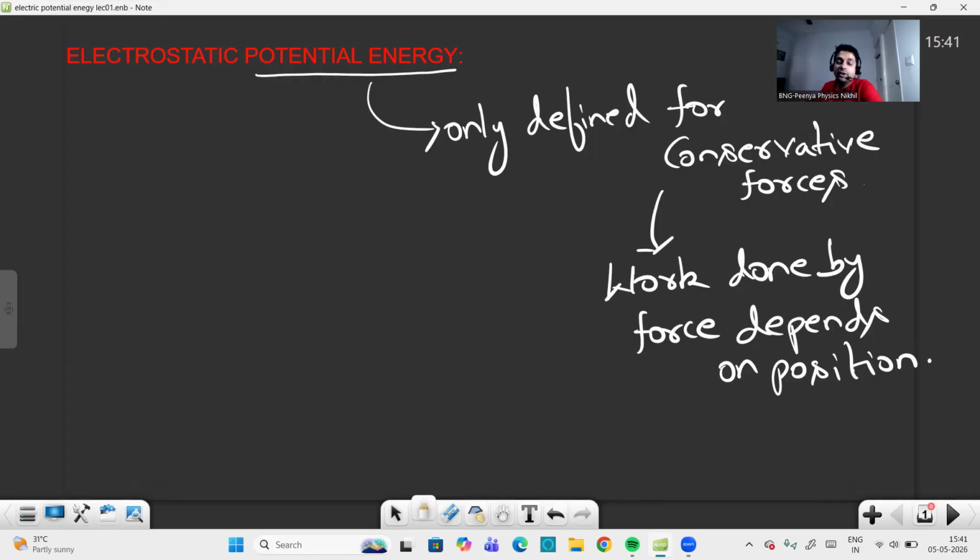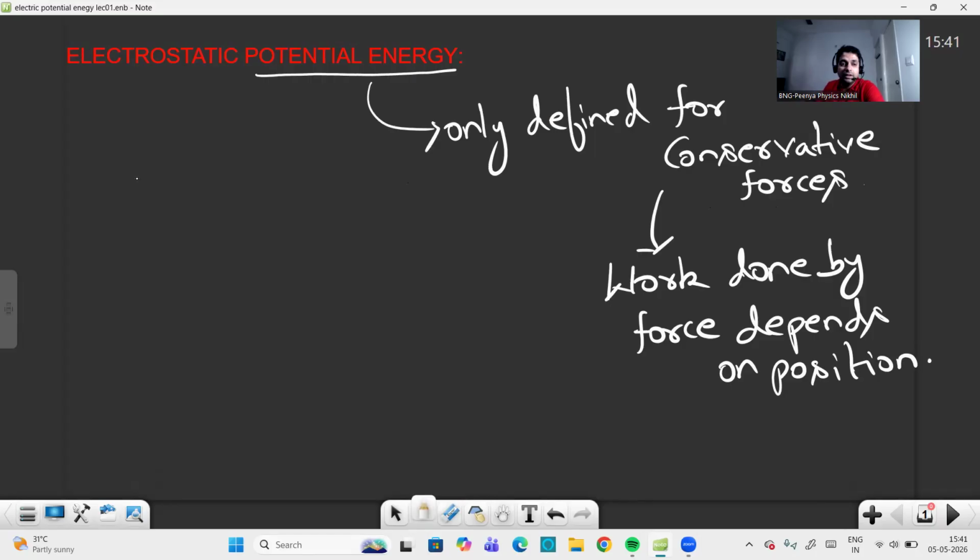And what is the definition of potential energy? Energy acquired by virtue of position. It means there is a meaning of potential energy only for conservative force. For non-conservative force, there is no meaning of potential energy, because work done by non-conservative forces depends on path.